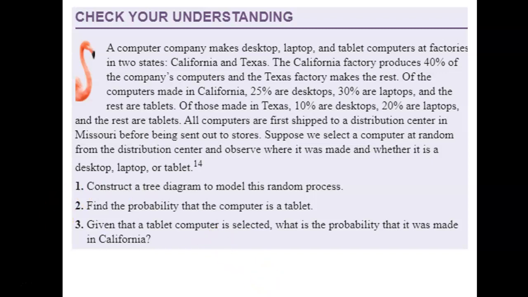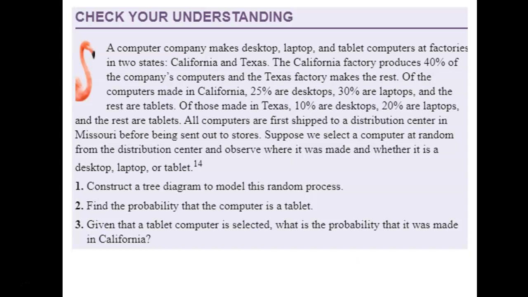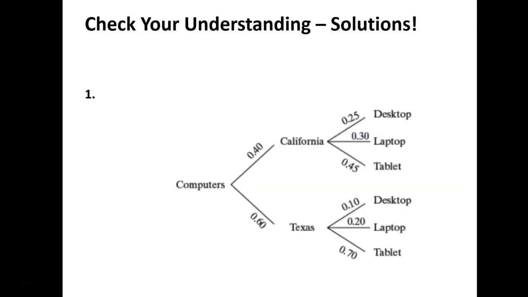My suggestion is obviously to start with your tree diagram, because that's question number 1. All right, so here's your tree diagram. We got California and Texas. And then all the data from the problem was California's desktops, laptops, tablets, and Texas desktops, laptops, tablets. Now that we have the tree diagram, it'll be pretty easy to answer the next question, which was to find the probability that the computer is a tablet.